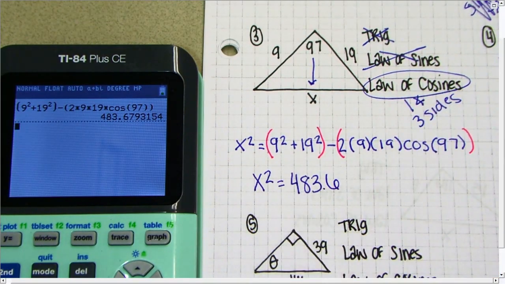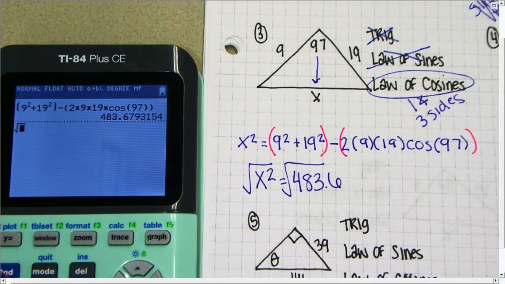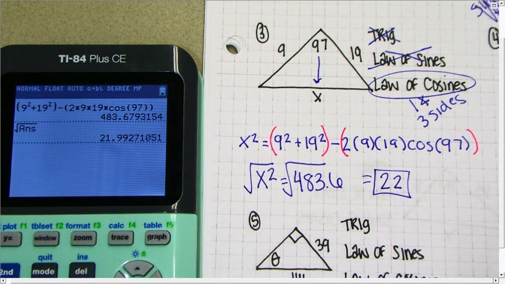Now we're not finished with this problem. Remember, we have to isolate x by square rooting. So second, x squared, second negative sign means square root my previous answer. Press enter, and to round to the nearest tenth, that would give us just an even 22.